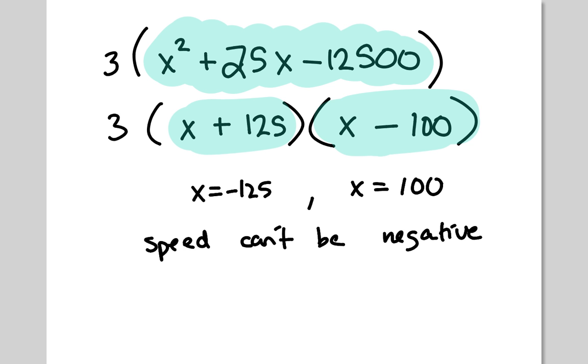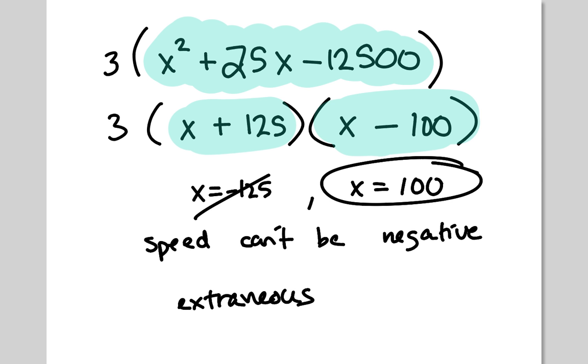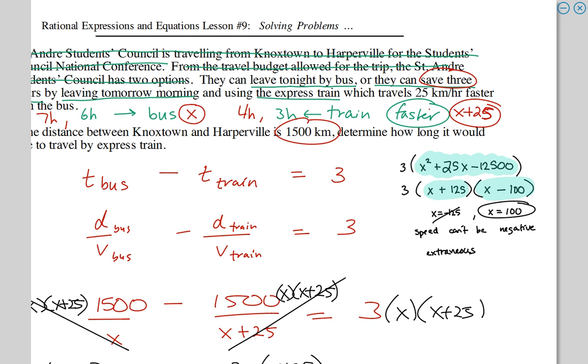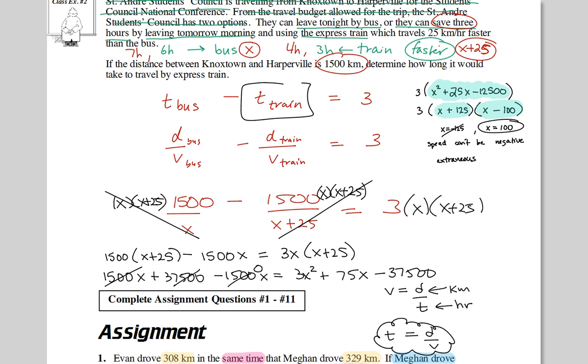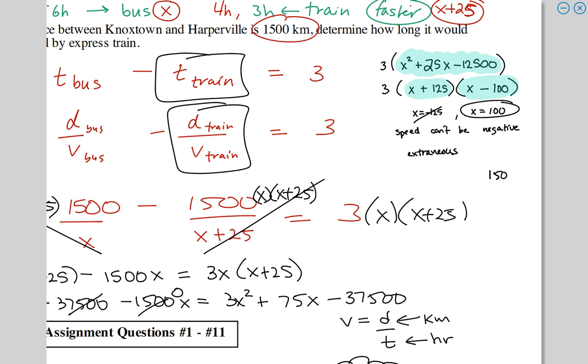Okay, so we're rejecting this. What do we call that again? It's extraneous. Good. And that means x is 100. Have we answered the question? How long would it take to travel by train? That's what it wants. So we need 1,500 divided by the speed of the train, x plus 25, so 125 here. That answers the question. 1,500 divided by 125. 12 hours.